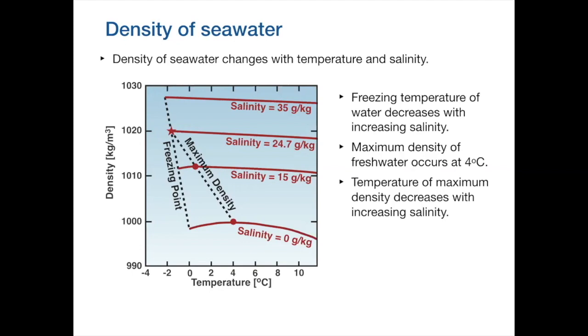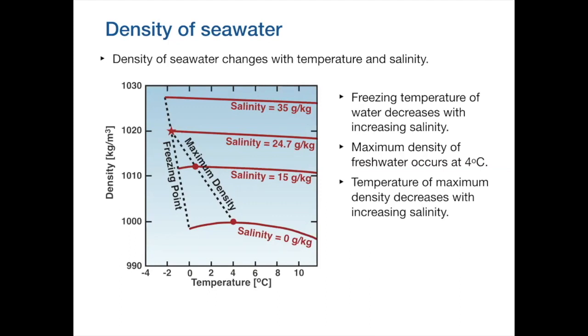The bottom line on this plot, again with temperature on the bottom axis and density on the vertical axis, is the fresh water that we've just seen. Then we have increasing salinity as we go higher up the plot. You'll notice that a couple of things change as salinity increases. One, the temperature of maximum density decreases. And two, the freezing point decreases.